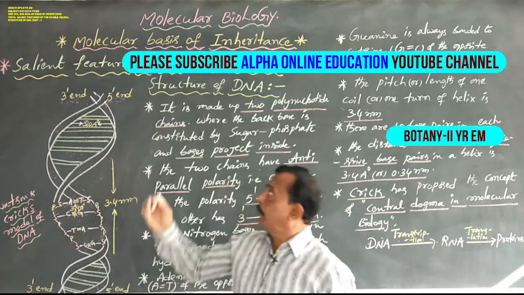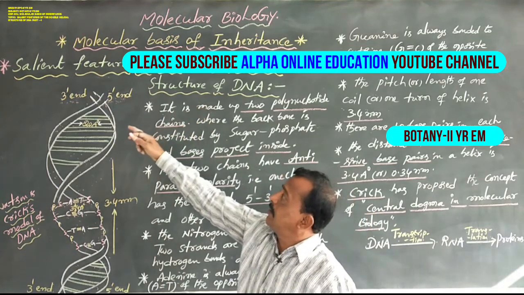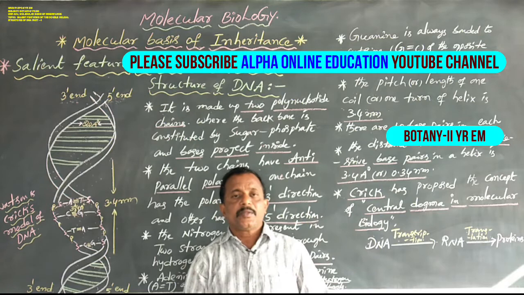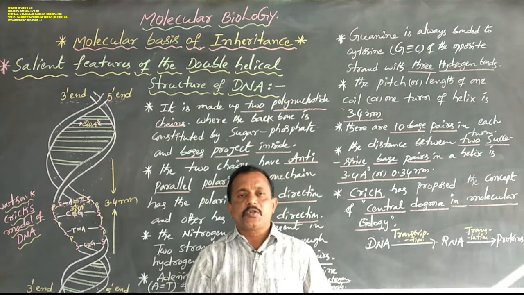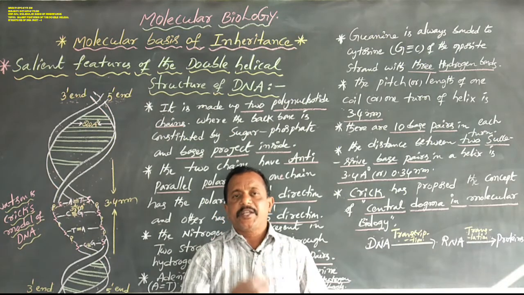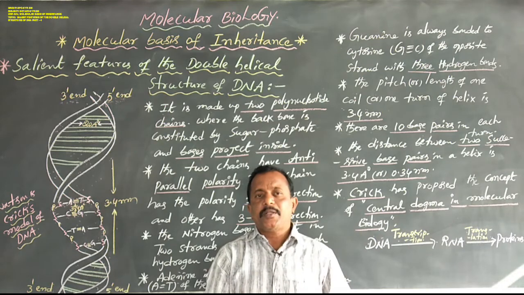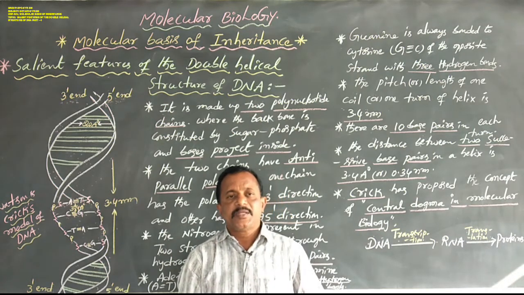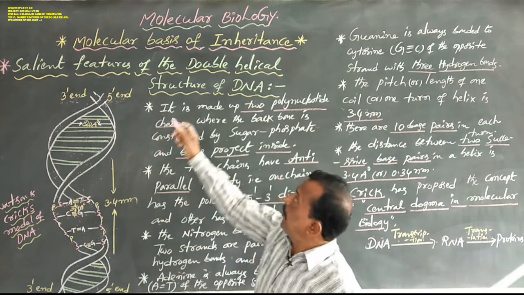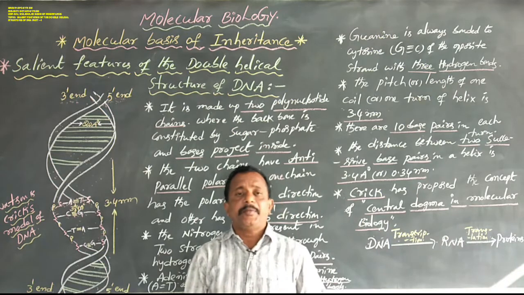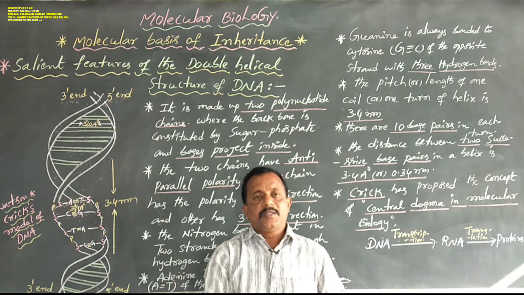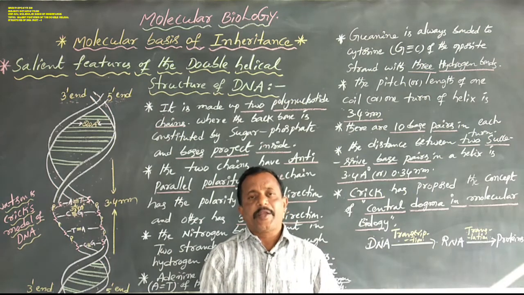Dear students, today we are going to discuss the salient features of the double helical structure of DNA. DNA was first discovered by Frederick Miescher in the year 1869 and was named nuclein. Then in the year 1953, James Watson and Francis Crick proposed the double helical structure of DNA based on X-ray diffraction data, and were awarded the Nobel Prize.